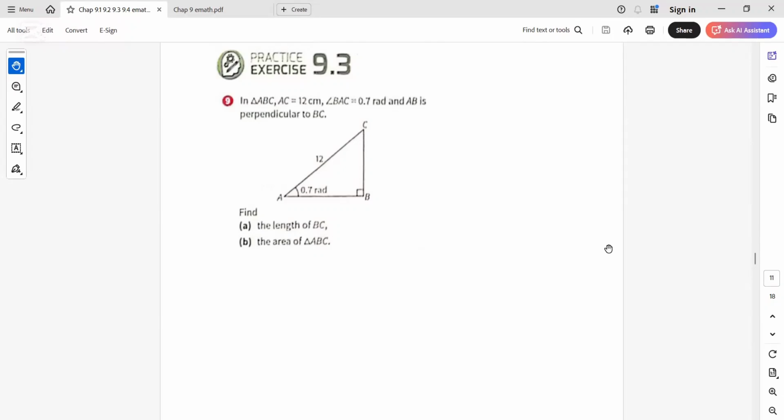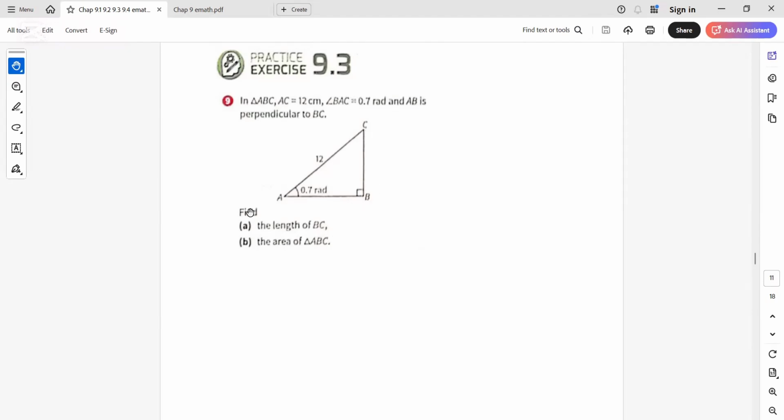Okay, so we'll look at question 9. In triangle ABC, AC equals 12, and angle BAC equals 0.7 radian. Take note, this is not in degrees, but in radian. And AB is perpendicular to BC, so that's why there's a 90 degree right angle here.